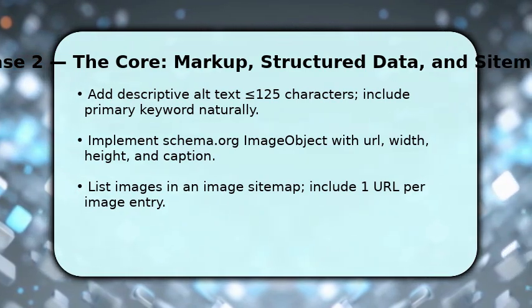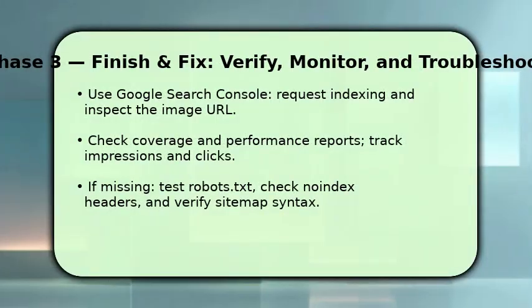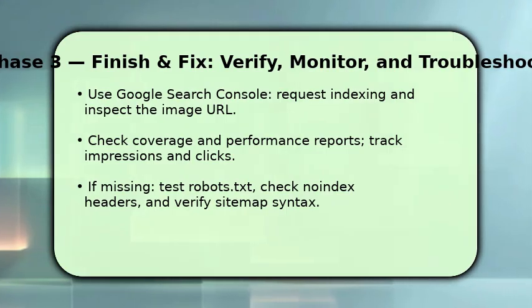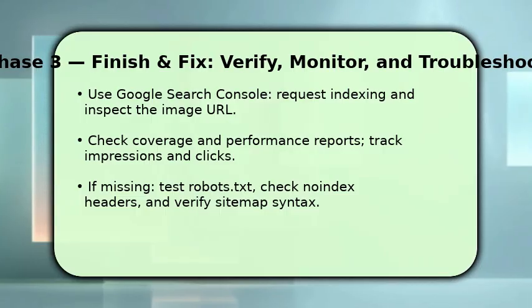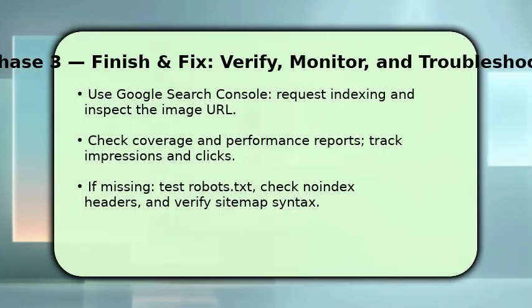You finish by verifying indexing and monitoring performance. Open Google Search Console and use URL inspection to request indexing for the page and the image URL. This speeds discovery. Then, monitor the performance report to watch impressions, clicks, and average position so you can tweak titles or alt text. If the image doesn't appear, troubleshoot.